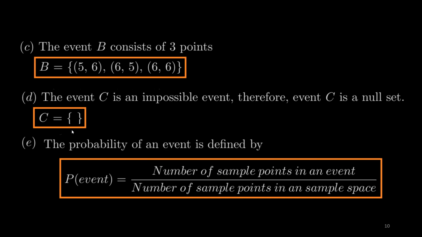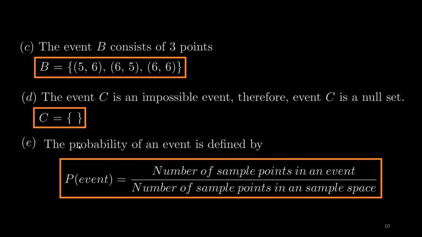Therefore, event C is a null set. So we will represent event C with the help of a null set or an empty set. If an event is not possible in an experiment, then we can represent that event with the help of a null set or the empty set.